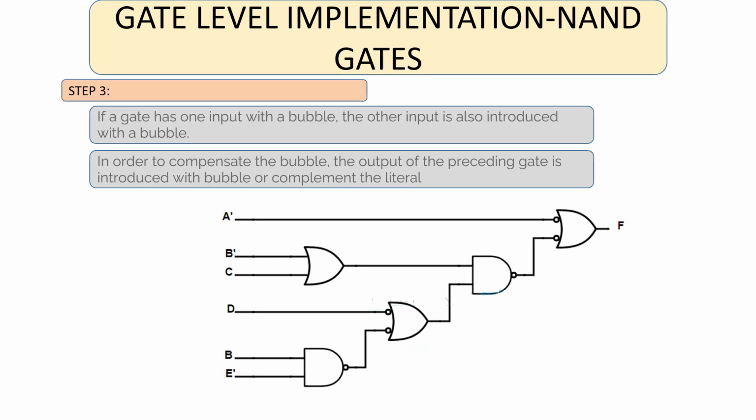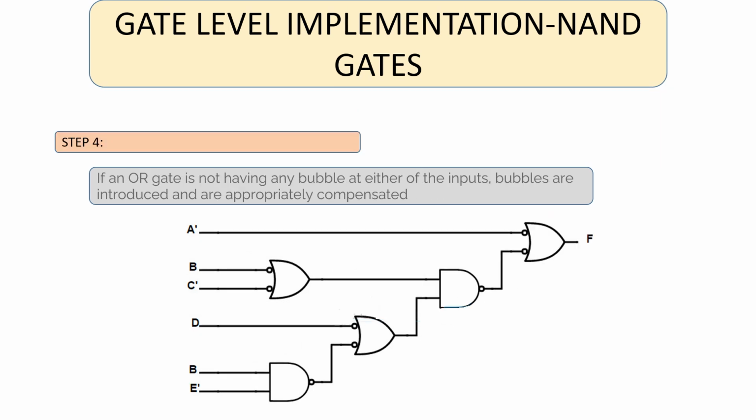Step 3, look for the gates. If a gate has one input with a bubble, the other input is also introduced with a bubble, right? In order to compensate for the bubble, the output of the preceding gate is introduced with a bubble, or we complement the literal. Now look at this figure. The two bubbles which have been marked do not have a preceding gate. Step 4. If an OR gate does not have a bubble at either of the inputs, bubbles are introduced and are appropriately compensated.